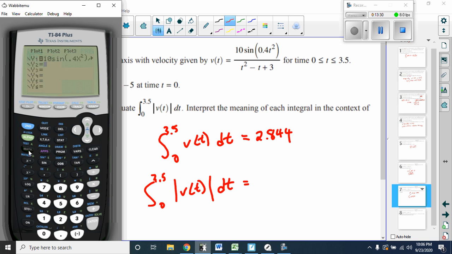So going down to y2, we want to graph the absolute value. You go to math, scroll over to number, and then it's the first one. We want to graph the absolute value of y1. And we want to integrate that from 0 to 3.5. And this time we get 3.737.